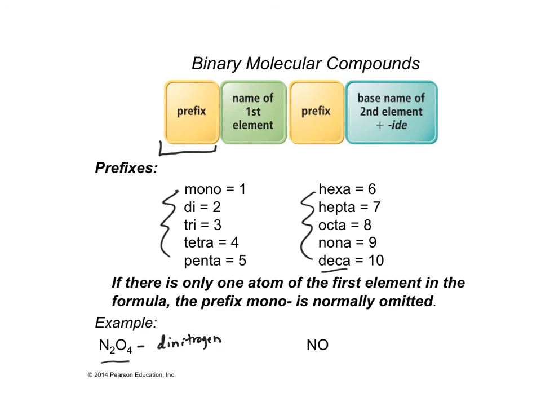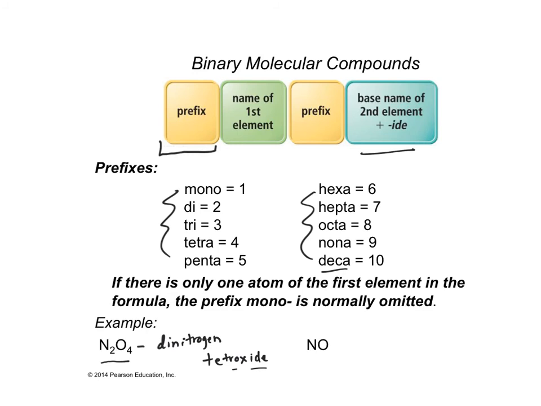And then what is my second element? Oxygen. How many of them are there? Four. Four corresponds to tetra. Then we say the base name of the second element ending in IDE. The base name of oxygen is ox, and then I end it in IDE. One thing to note: with tetra, we end in A, and with oxygen, we start in O. That's two vowels, and we usually don't like to do that, so we tend to get rid of the A. So this ends up being tetroxide. So: prefix, first element, and then prefix, base name of the second element, ending in IDE.